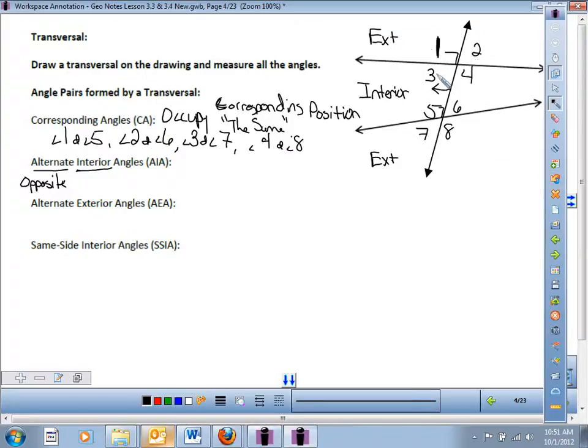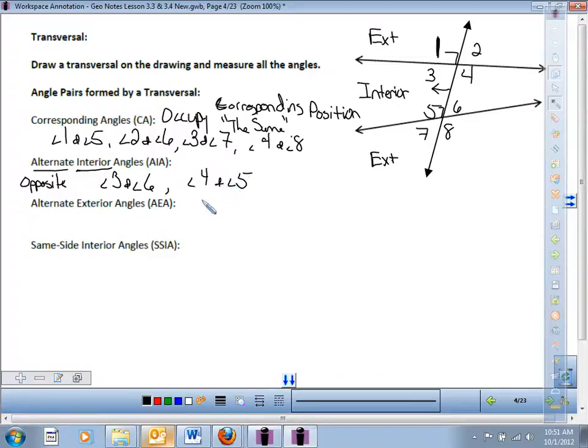Alright, so let's look at angle 3. We'll start with angle 3 right here. What is the alternate interior angle with angle 3? Well, we got to go to the other intersection on the opposite side of the transversal, so that would be 3 and 6. Alright, so angle 3 and angle 6 are alternate interior angles. Alright, let's look at our other pairs. So 3 and 6 were, 4 and 5 are our other pair. So those are our alternate interior angles.